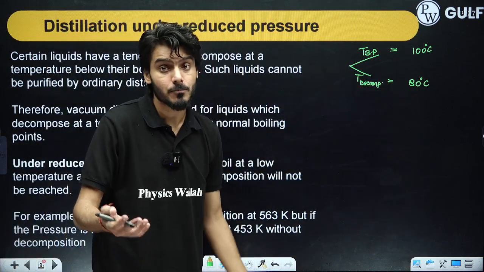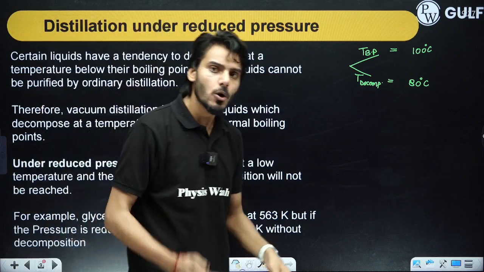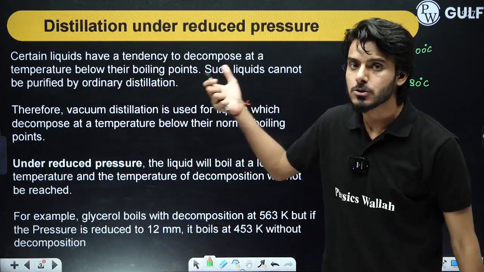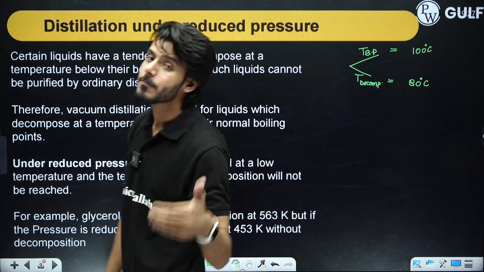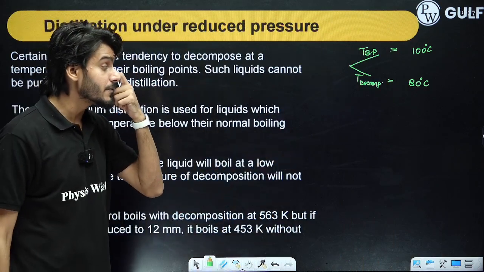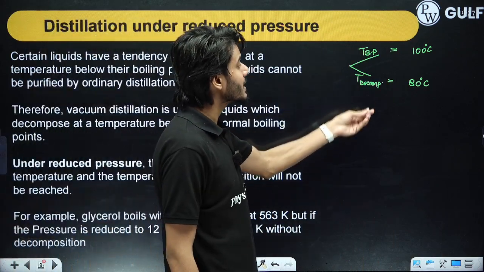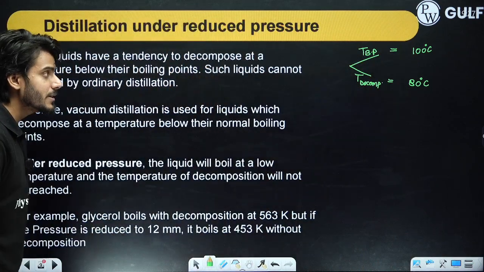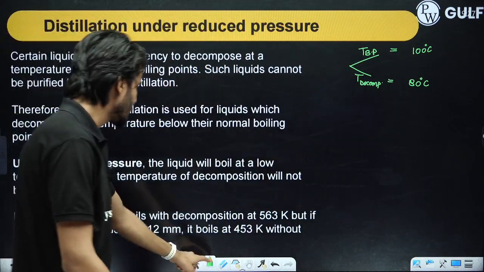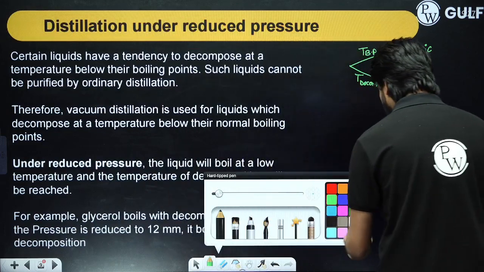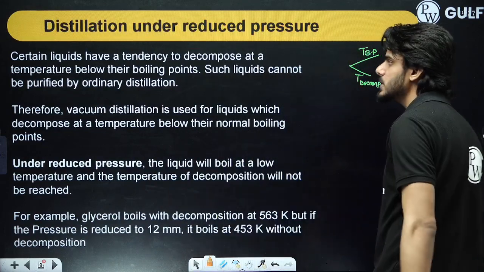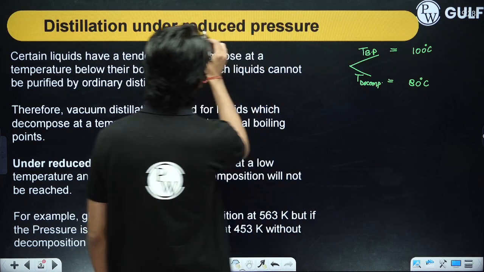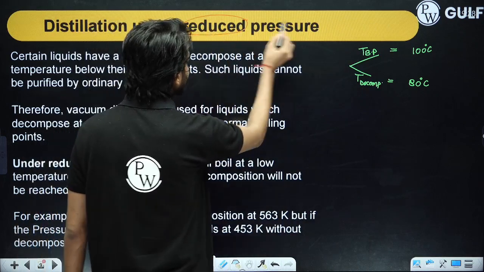Now this is a problem, because you just want to purify it. You don't want to make a new substance out of this whole process. You want to just purify it. Now this is a problem, that it will first decompose, rather than getting vaporized and separated into the other beaker. Now what should we do? All right, in such types of situations, we use distillation under reduced pressure. What does it mean? What does this reduced pressure mean?